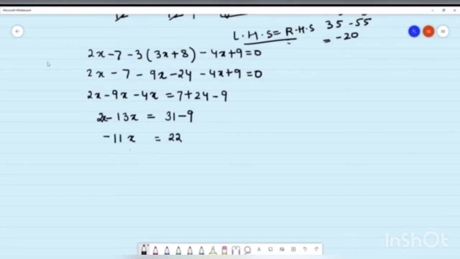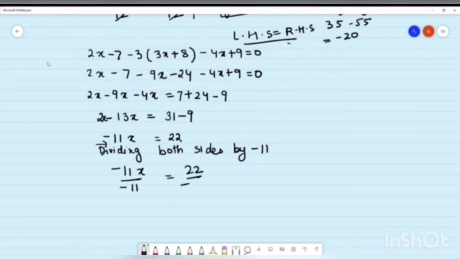So x, dividing both sides by minus 11, because minus 11 is the coefficient of the variable in this equation. Minus 11x upon minus 11 is equal to 22 upon minus 11. We will cancel this out. 2 times 11 is 22. So x will be equal to minus 2. So this will be the answer of this linear equation.